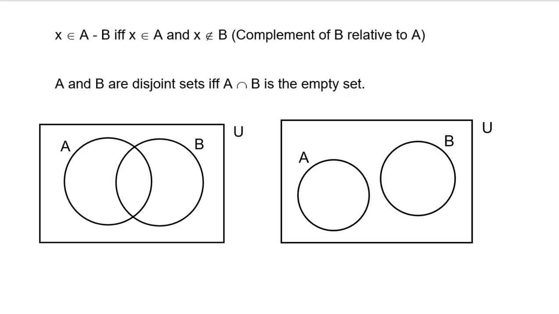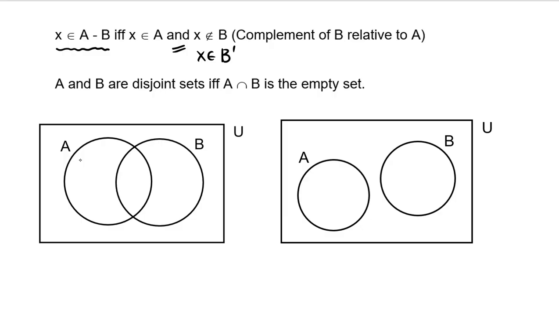The final basic representation is of set difference, is what many people call it. Technically, it's the complement of A relative to B. Okay, so X is an element of A minus B if and only if X is an element of A and X is not an element of B, which you could also say X is an element of B complement.